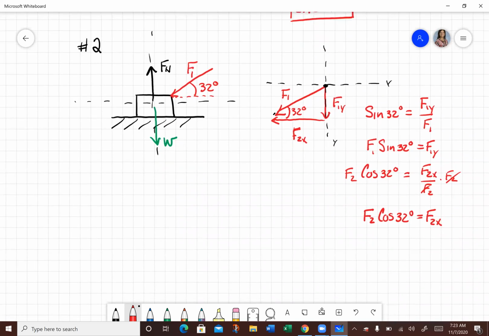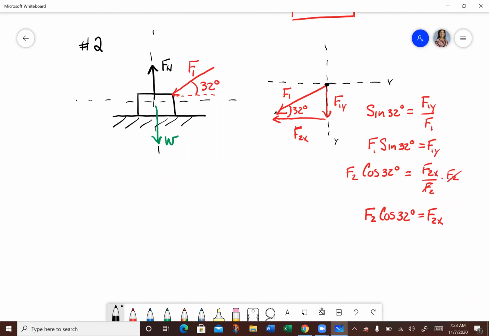Again, I'm going to clean up my picture, right? So if I clean up my picture, just draw a dot representing the object. We have a normal force. We have weight. We have F2x. And we have F2y.